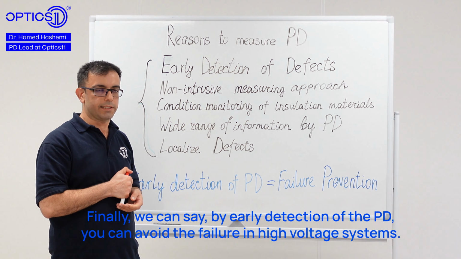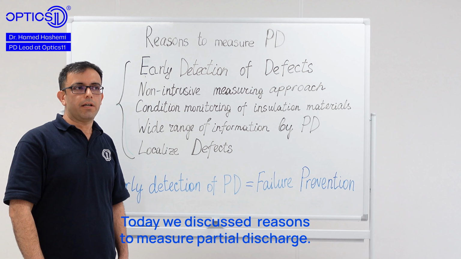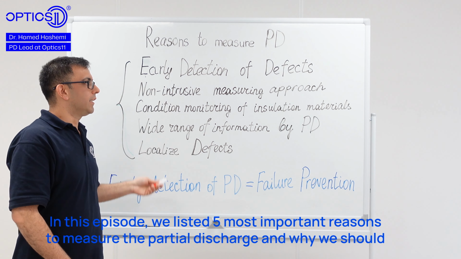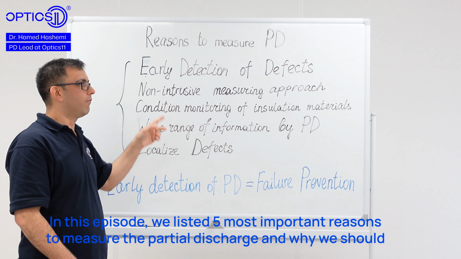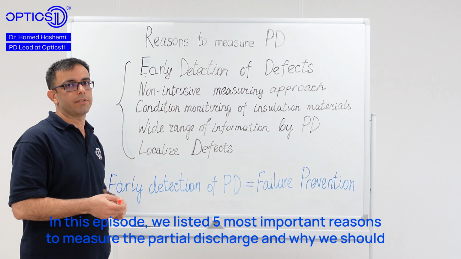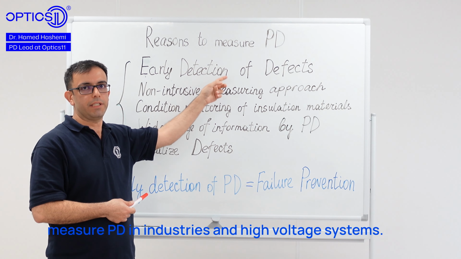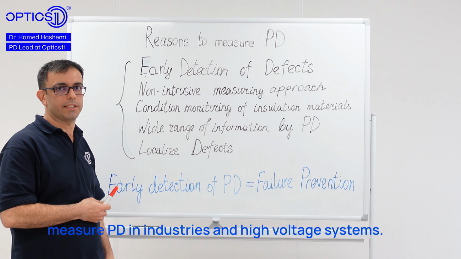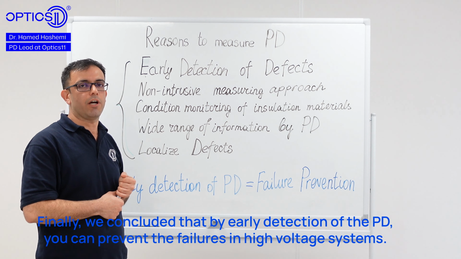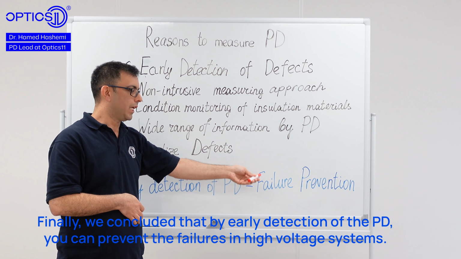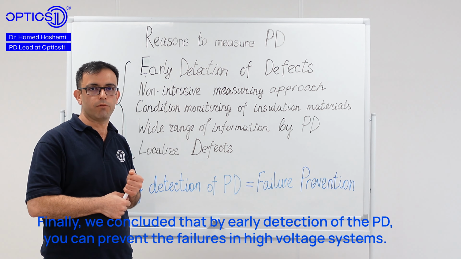high voltage systems. Today we discussed reasons to measure partial discharge. In this episode, we listed the 5 most important reasons to measure partial discharge and why we should measure PD in industries and high voltage systems. Finally, we concluded that by early detection of PD, you can prevent failures in high voltage systems.